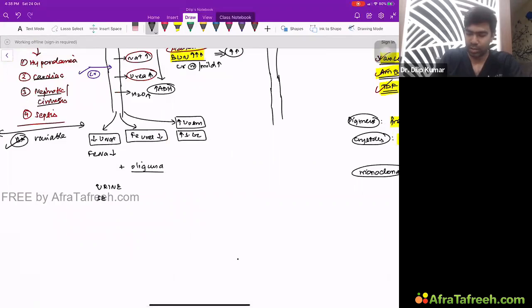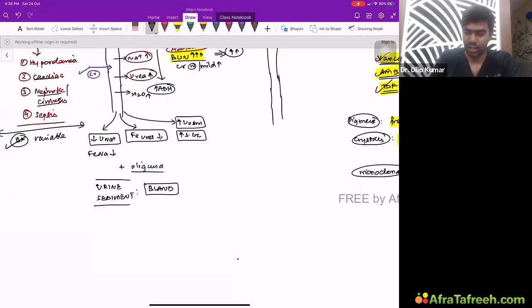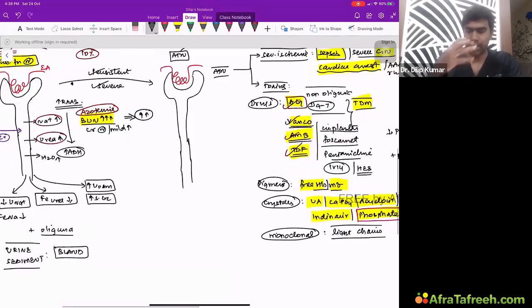sediment in a patient with a pre-renal failure, I don't think there is any need to see the urine sediment here. It will typically be bland. We call it a bland urinary sediment. You don't really get any sediment in patients who have a pre-renal failure. That's also a very important point. I'll tell you why that is important.